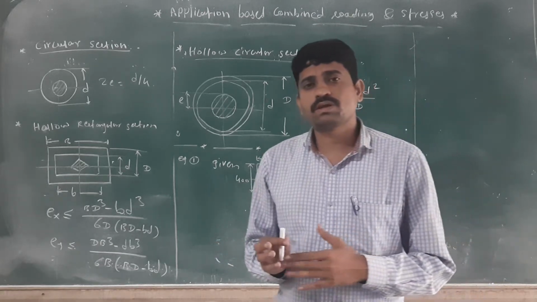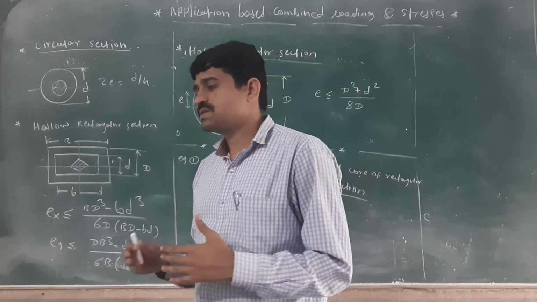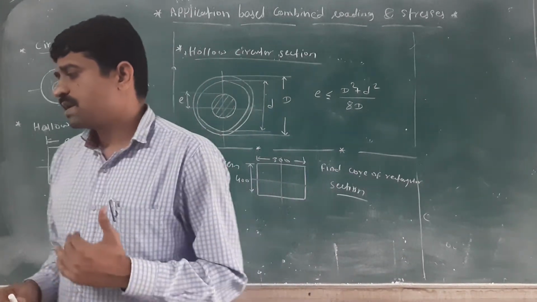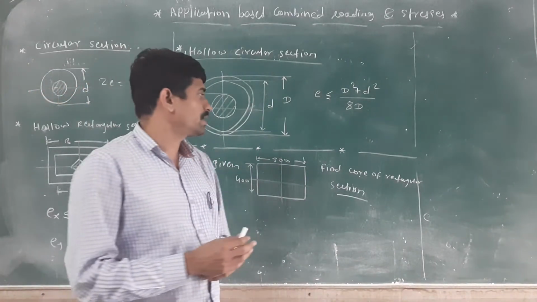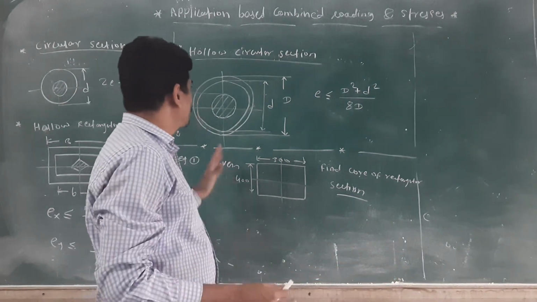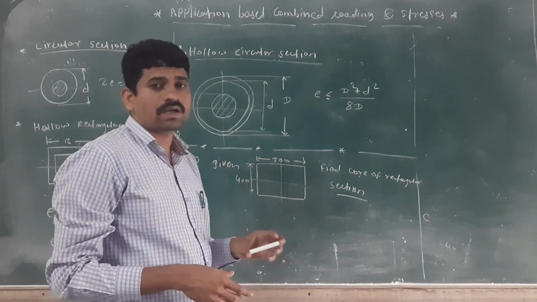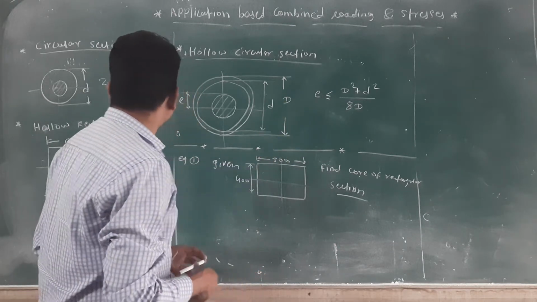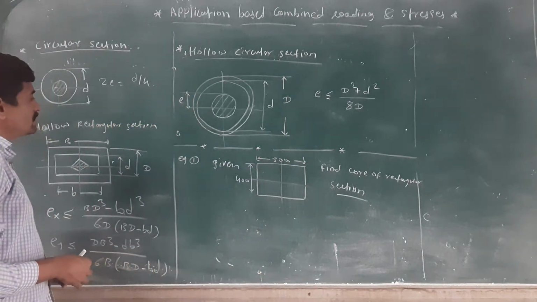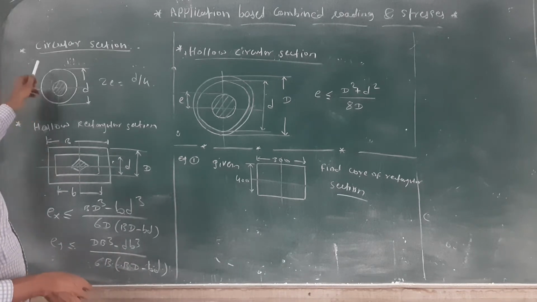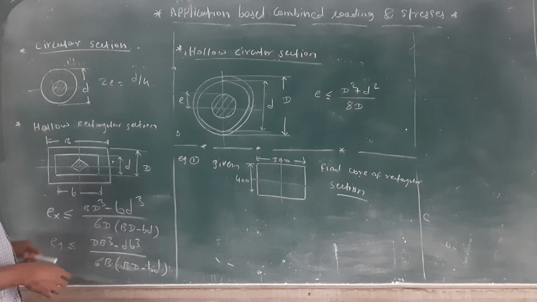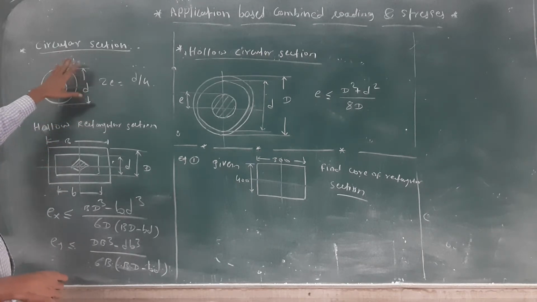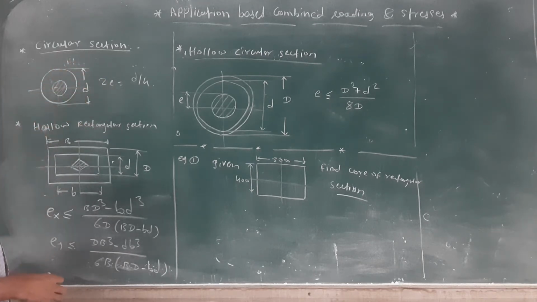There you have given the core, or we can say the kernel of section. We want to find out that section. How to find out that section, we have seen with the help of eccentricity, and you will get the relation. The second section is a circular section. Then how to find out the eccentricity value on the circular section?